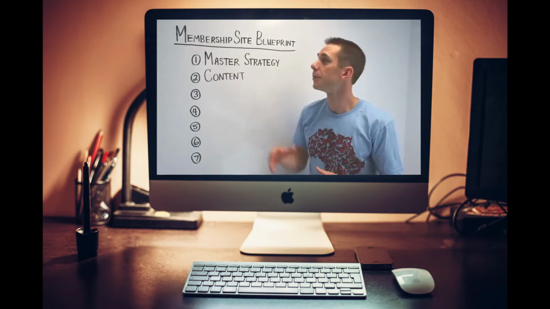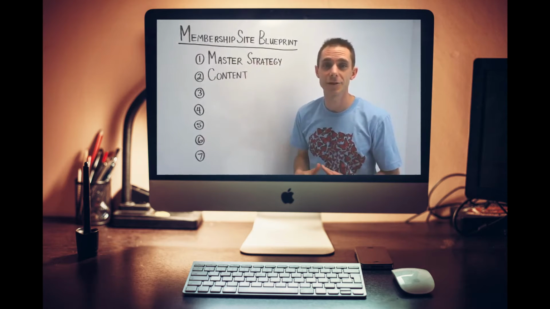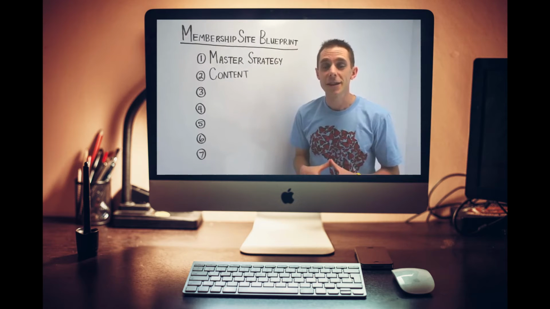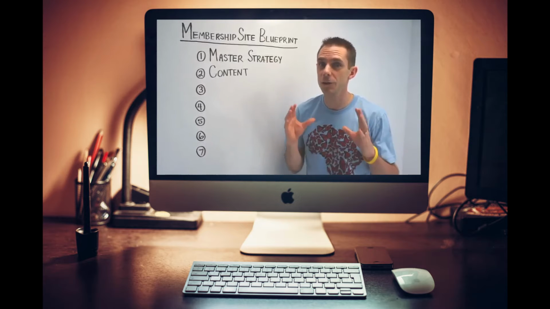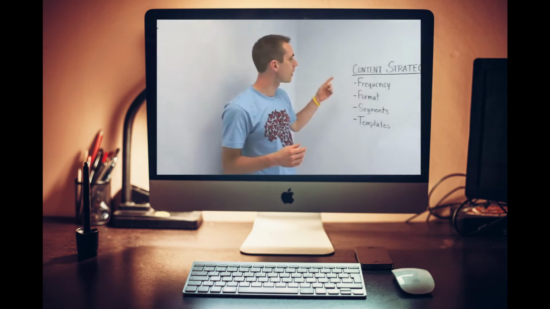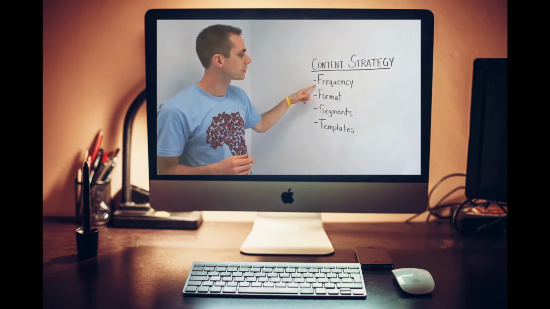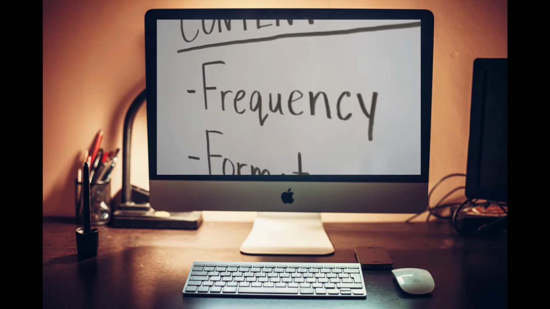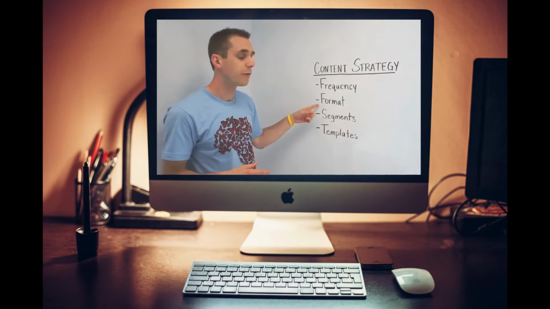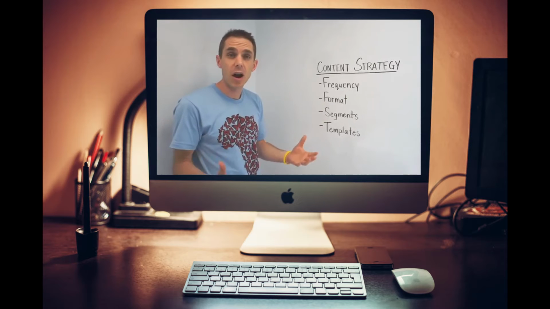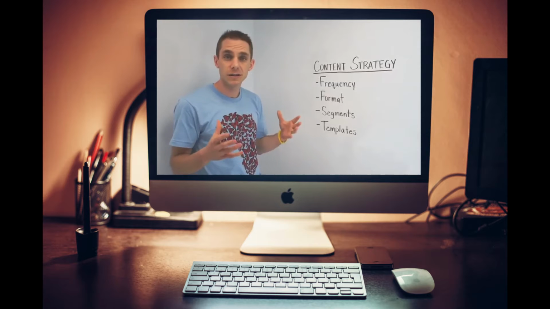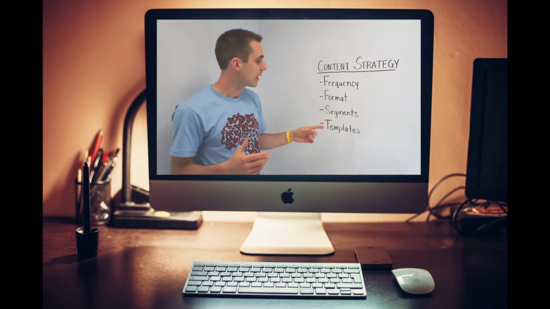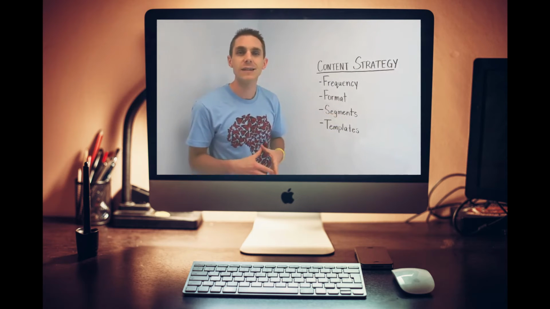So the next area of the blueprint is the content strategy. And ultimately, this is what people are going to be paying for when they join your membership, so you want to get real clear on this. So over on your content strategy, you want to focus on your frequency, how often you are going to publish content, the format, meaning is it going to be audio, video, or text, and one thing that I'll suggest to you to make your life a lot easier is to break your content into segments.